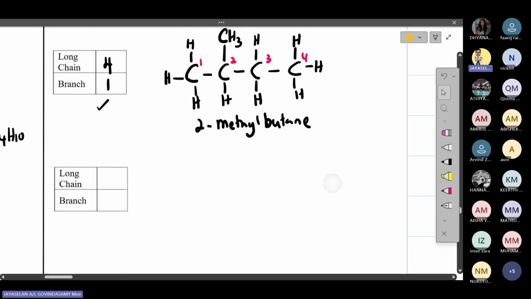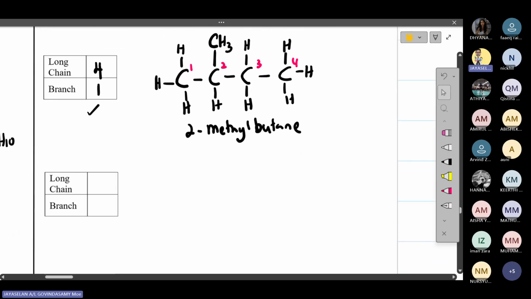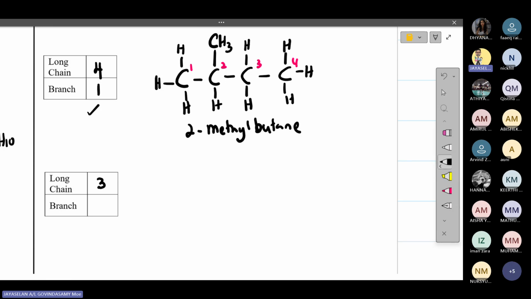Okay, now I try to do another isomer. Cuba tengok, boleh dapat tak? Okay, long chain 3, branch 2. Boleh atau tak boleh? Boleh, because the long chain is still higher than branch. So what I do here? 1, 2, 3. Long chain, done. Branch, you cannot put here, cannot put here. First carbon, last carbon, tak boleh ada branch. So I put one branch here, another branch here. Need to put two branch.